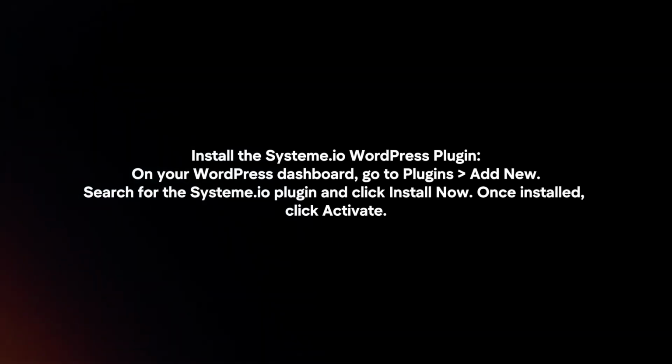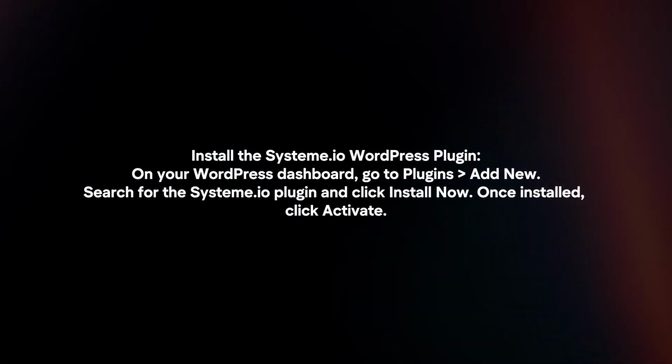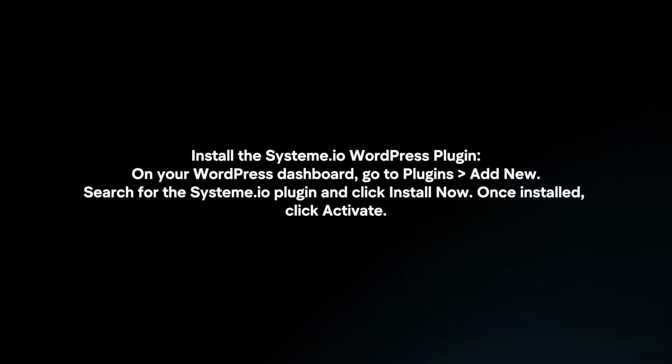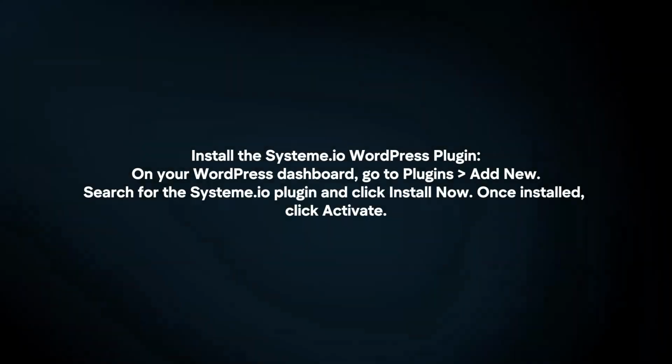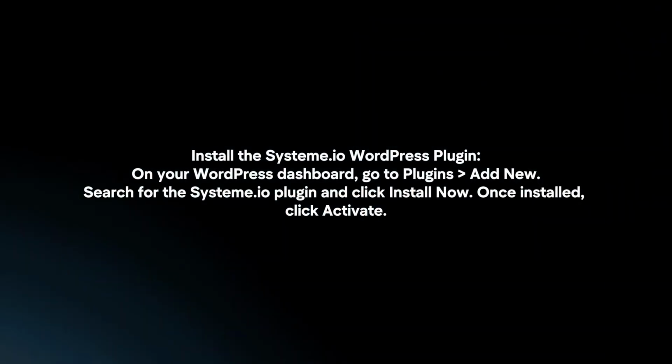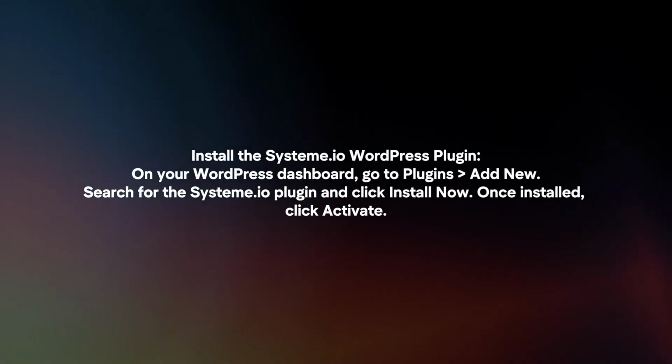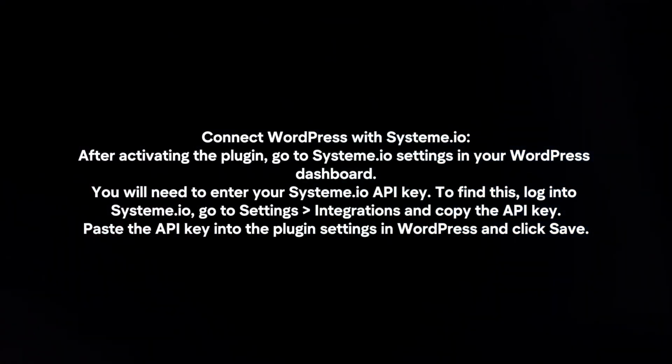Install the System.io WordPress plugin. On your WordPress dashboard, go to Plugins, Add New. Search for the System.io plugin and click Install Now. Once installed, click Activate.